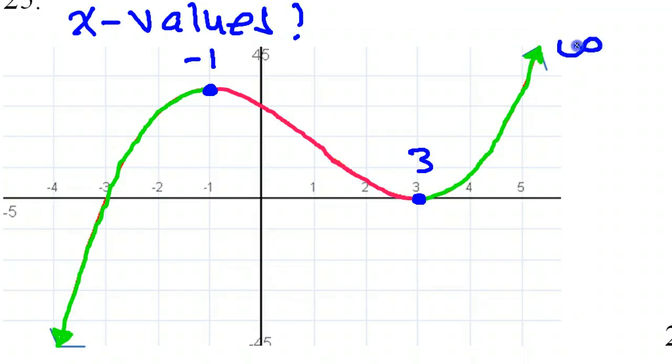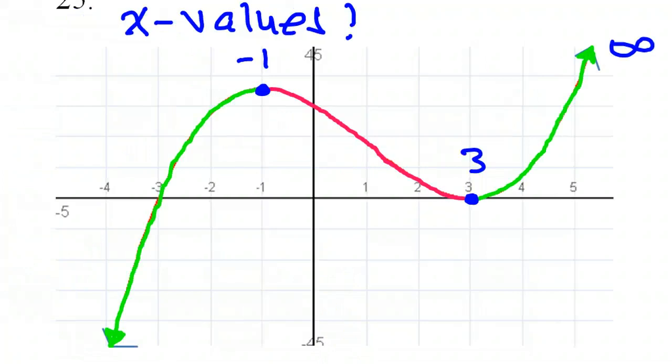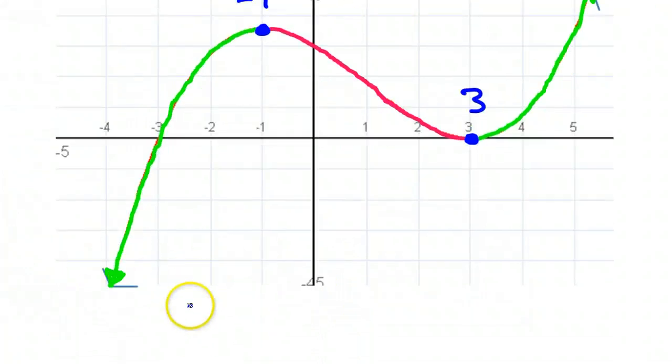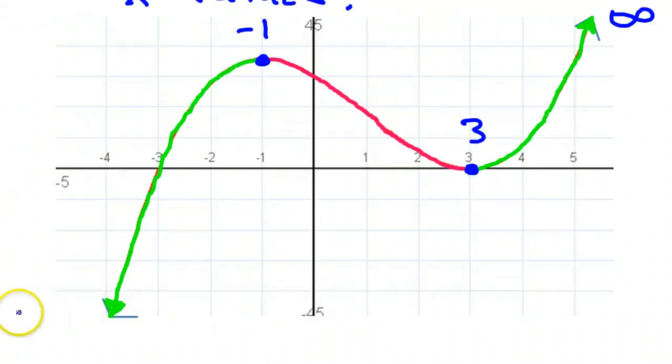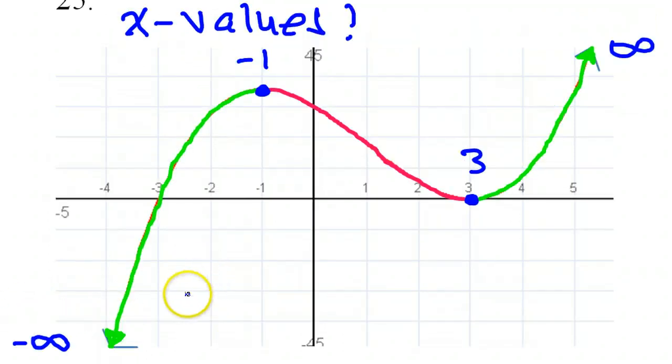What's the x value of this arrow? It's positive infinity. Not because it's going up, mind you, that would be a y value, but because it goes to the right forever. What is the x value of this arrow right here? Negative infinity. Not because it goes down forever, that's y value business, but because it's going left forever. That's the x value that we need.